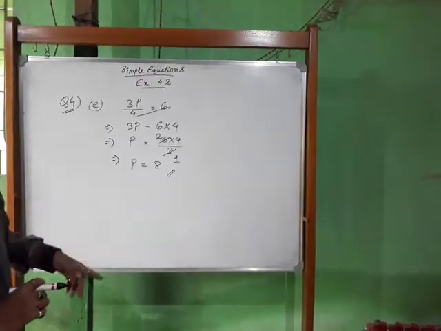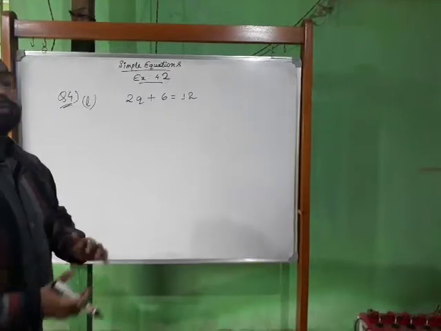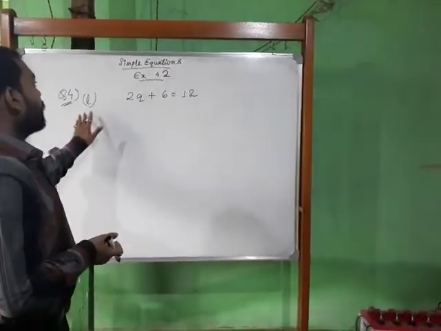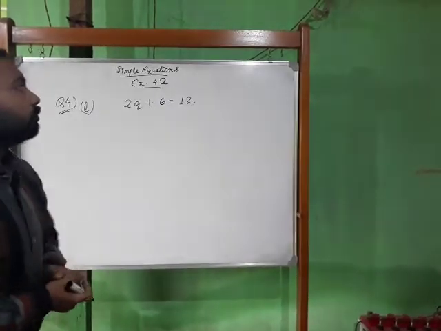Let us take one more example so that this method will be clear to you. So let us take one more example. Question number 4l. 2q plus 6 equal to 12.